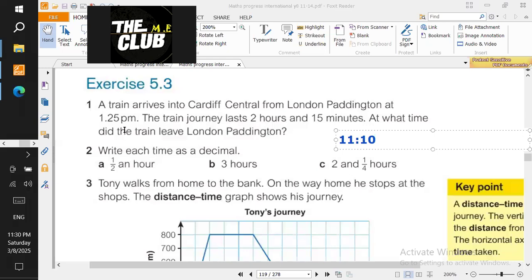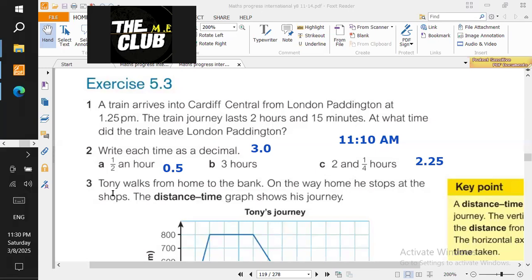Because this one is PM, this one will be AM. So the journey started at 11:10. After 2 hours and 15 minutes, it became 1:25 PM. Okay? Write each time as a decimal. Half an hour, half means 0.5, right? As a decimal. 3 hours, which is 3.0. And 2 and a quarter. Quarter means 0.25, so it's going to be 2.25. This one is as a decimal.